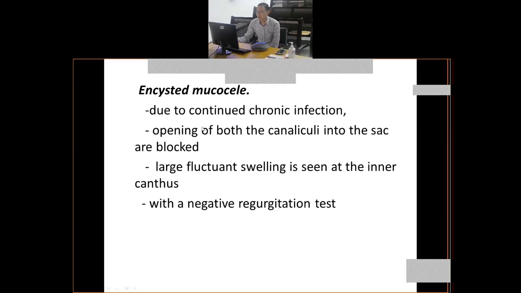In cystic mucocele, it occurs due to continued chronic inflammation. The openings of both the canaliculi into the lacrimal sac are blocked, so there will be a large tense swelling in the inner canthus. And when you do the regurgitation test, it will be negative.